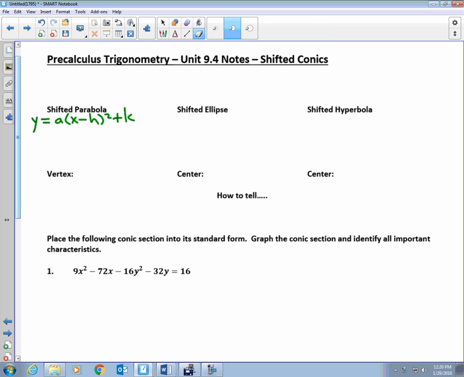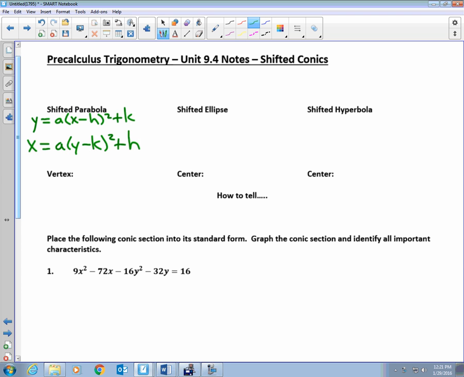Okay, shifted parabola. Have equations of that form. What we want to do is we want to be able to write the three types of equations that we have. We want to be able to understand the difference between each one.